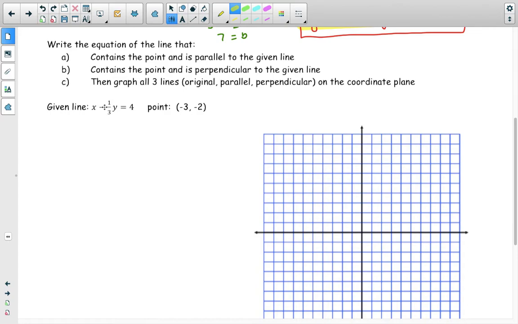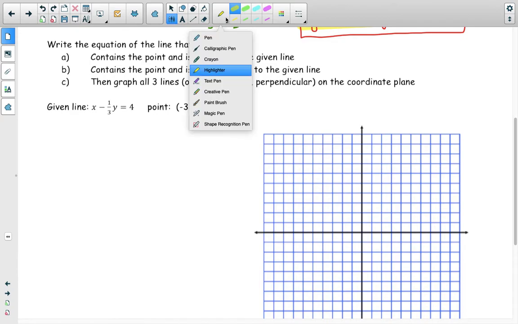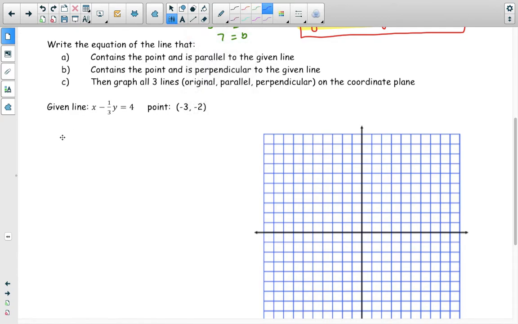So we need to take this equation, x minus 1/3 y equals 4, and we need to put it into slope-intercept form so we can easily find the slope and the y-intercept. We're given this line, and we're also given this coordinate. So the first step is to find the original. Put this into slope-intercept form.